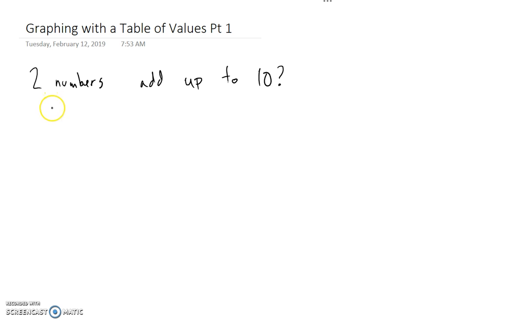So, someone might say that it might be 5 and 5. Or someone else might say it might be 1 and 9, or 2 and 8. So how many possibilities are there? Well, we've already listed 3. Is 1 and 9 the same thing as 9 and 1? Or are those two different possibilities? You think they're two different possibilities? You guys are so smart.